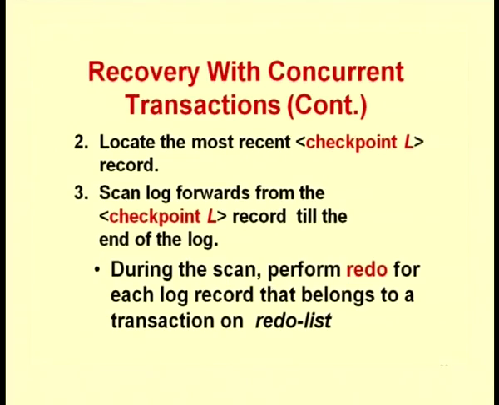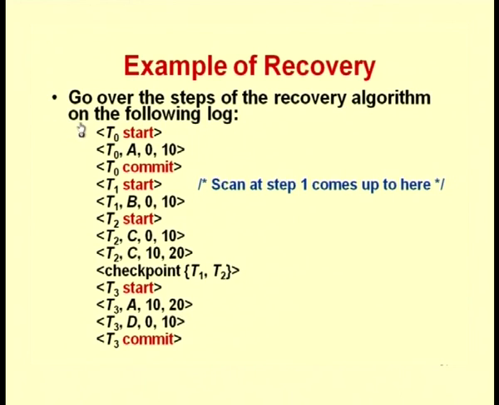So, you scan forward from checkpoint L record till the end of the log, and then during the scan, what you do? You perform redo for each log record that belongs to a transaction in the redo list. So, go over the steps of the recovery algorithm on the following log.